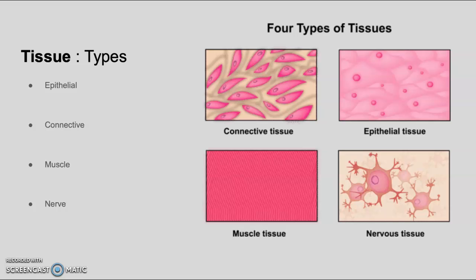Diving into tissues, there are different types. The four main types are epithelial, connective, muscle, and nerve. The picture on the right describes all four and how they look.